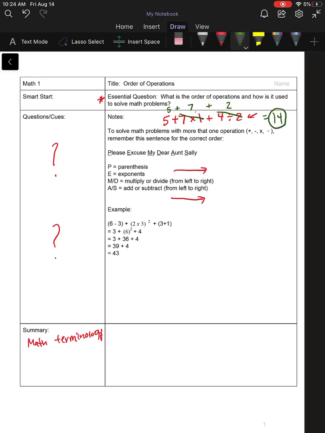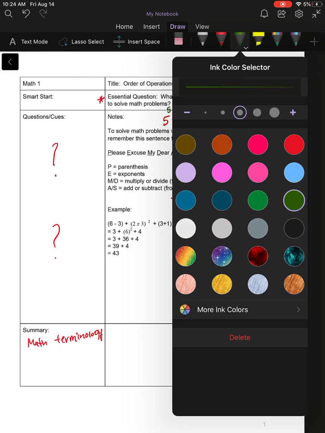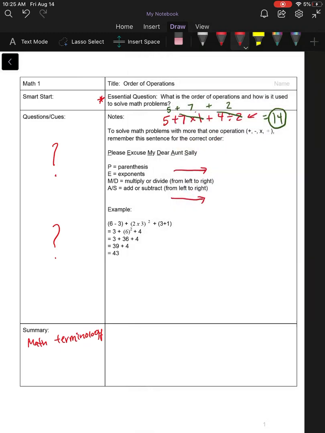Now, if we had just done it like everybody else, we would have got a way different answer. Let's just do it from left to right like some people do. 5 plus 7 equals, this is the wrong way. Repeat, this is the wrong way to do it. So 5 plus 7 is 12 times 1 is 12 plus 4 is 16 divided by 2 equals 8. So people would be like, oh, the answer is 8. Well, no, the answer is actually 14 because we do the order of operations.